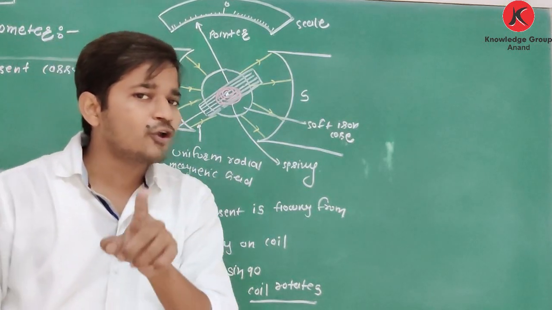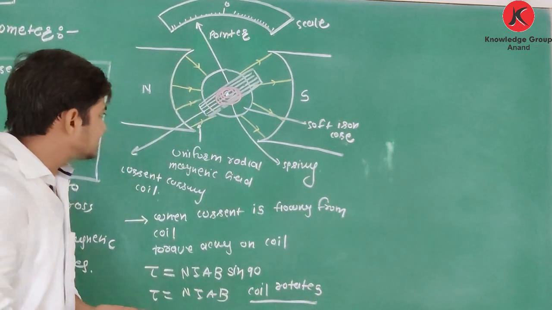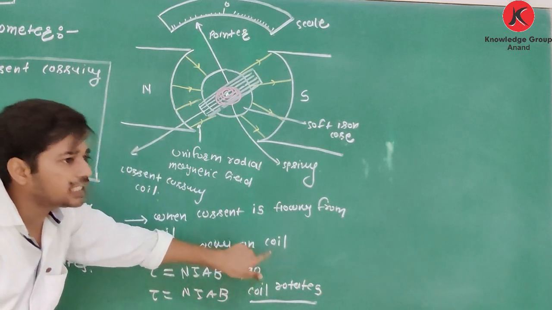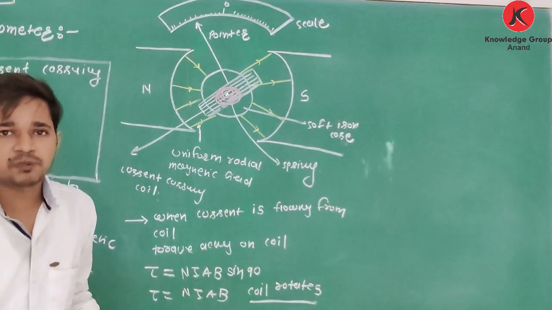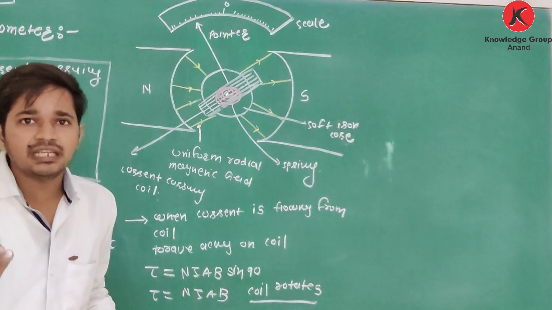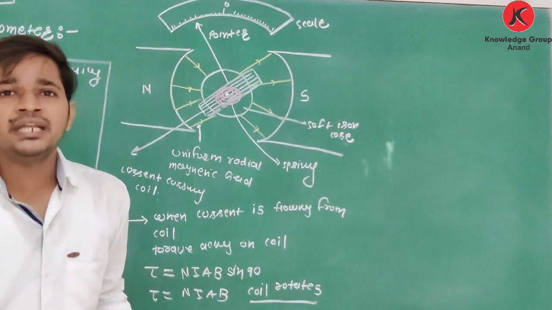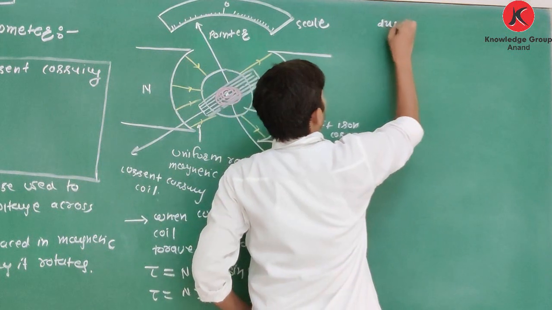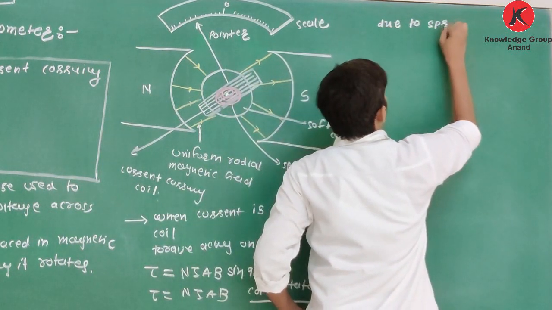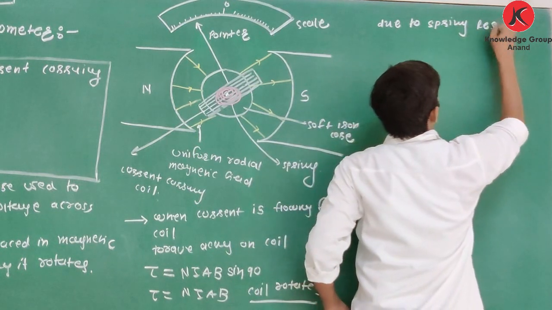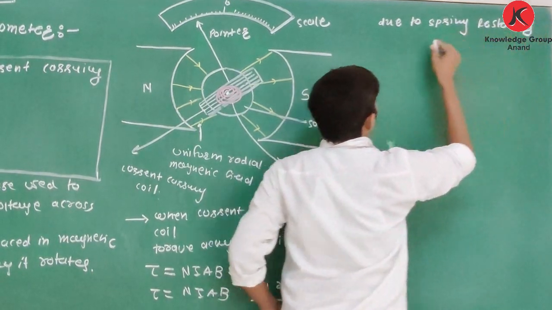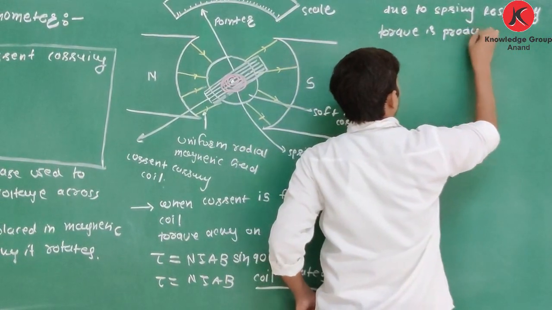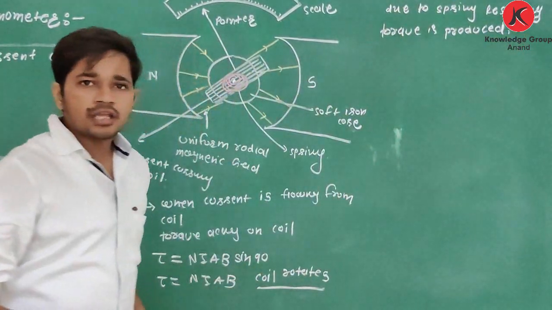Which one is responsible for rotational motion? Torque. So as this coil is connected with the spring, and as this coil rotates, that spring tries to regain its original position back. It means restoring torque is acting on the coil. So due to the spring, restoring torque is produced. Clear about this? Okay, restoring torque is produced.